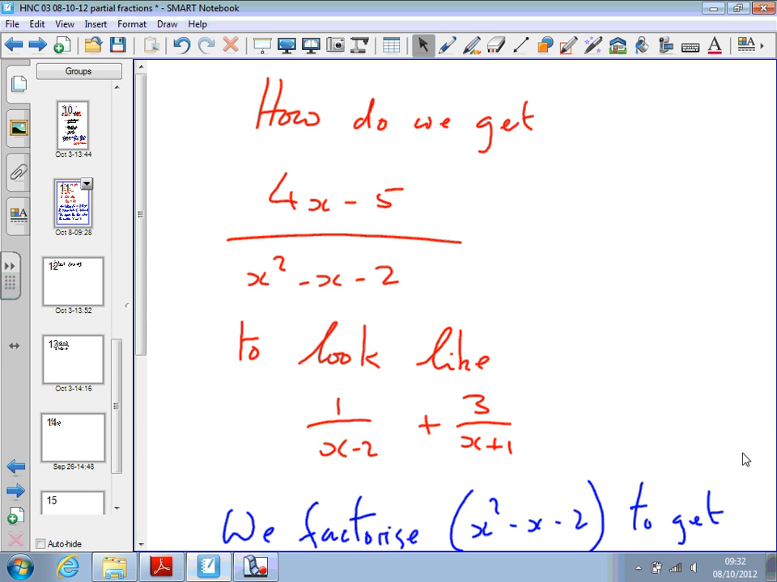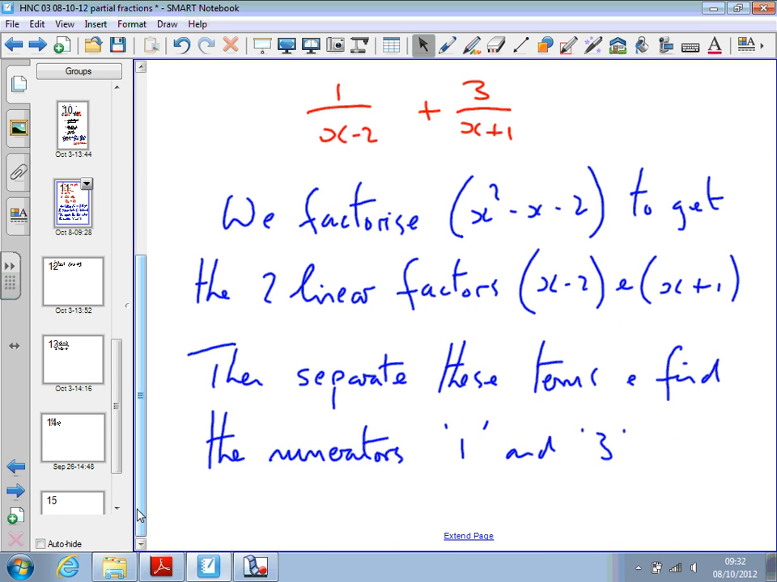So how do we get from there, 4x minus 5 over x squared minus x minus 2, to look like this? We factorise the x squared minus x minus 2 to get the two linear factors, x minus 2 and x plus 1. Then separate these terms, and this is the method of partial fractions we're going to look at. That's to allow us to find these numerators 1 and 3. So that's the process we're going to be looking at.